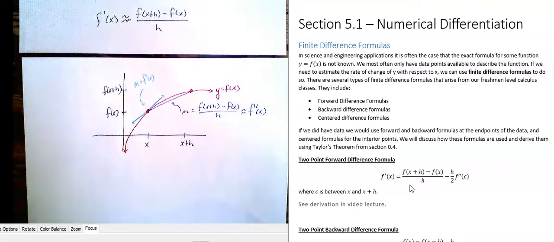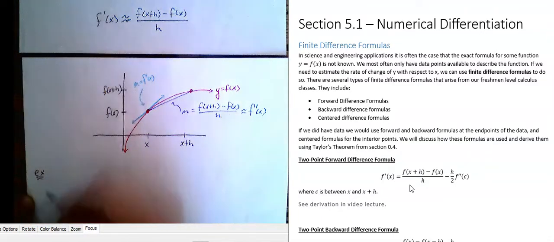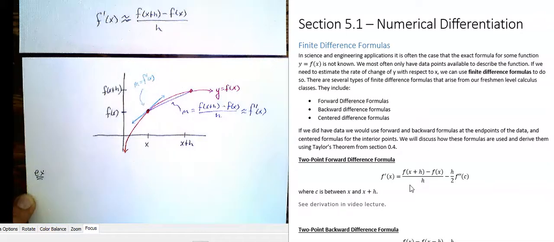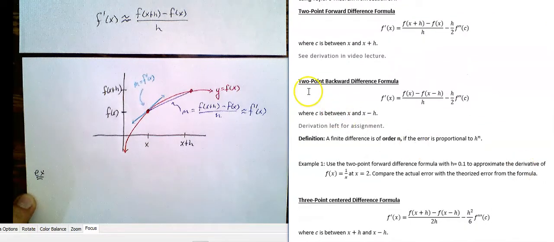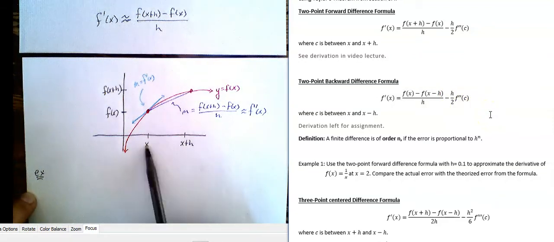So let's do an example. Actually, let's take a look here. There's also the 2-point backward difference formula, which is f prime is f of x minus f of x minus h over h, minus h over 2 times the second derivative at c, right? The error term there. So basically what this does is just kind of interchanges these points.